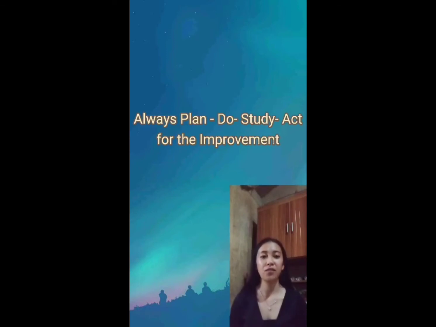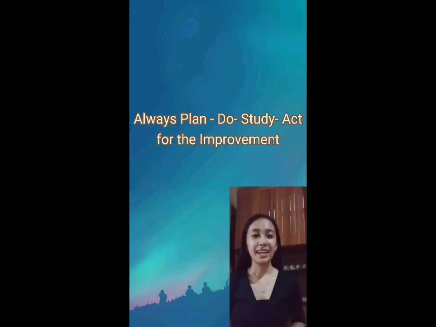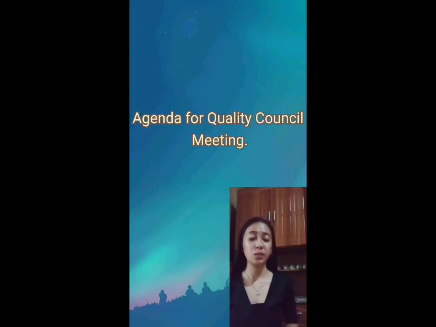The higher levels of planning involve formulating policies, selection of consultants, selection of the total quality management facilitator, selection of the quality councils, formulating plans and procedures, various activities and training of the personnel in the organizations. This can be called overall planning or corporate-wide strategic planning before entering into total quality management. Plan, do, study, act. And lastly is agenda for quality council's meeting.